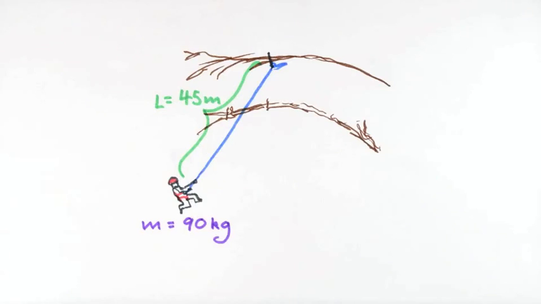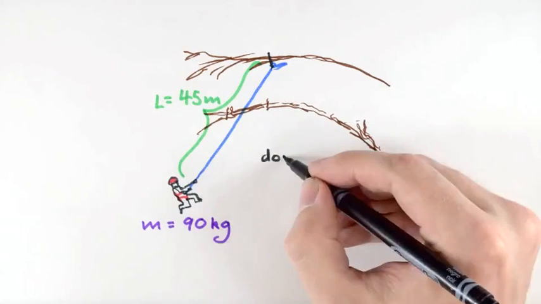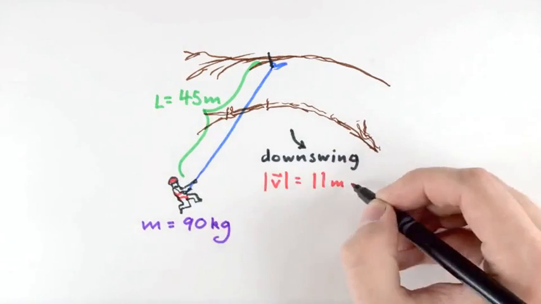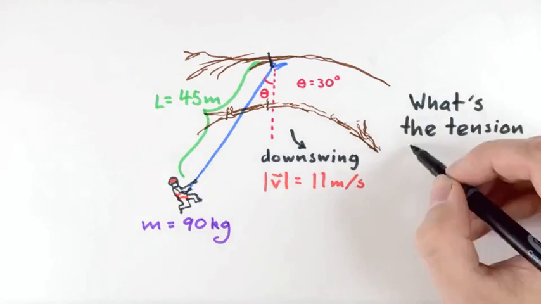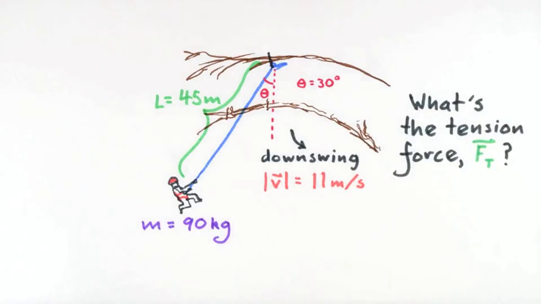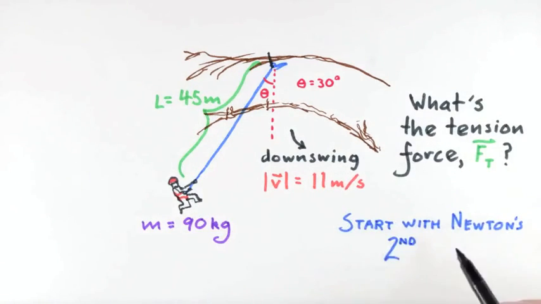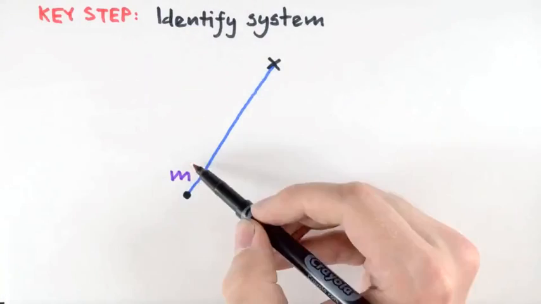At the instant we show here, we observe the climber is moving on the downswing with a speed of 11 meters per second. At this moment, the angle between the rope and the vertical is 30 degrees. What's the tension force exerted on the climber by the rope? We start with our fundamental principle, and we take our system as the climber.